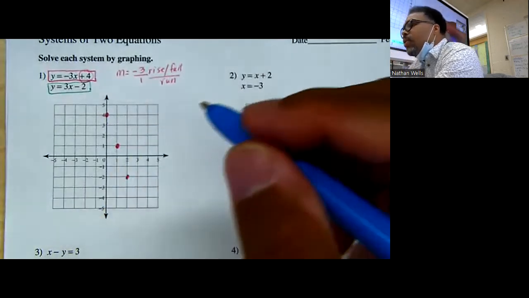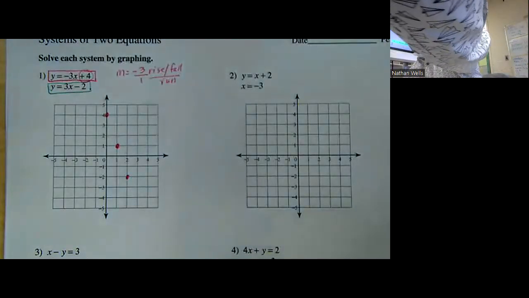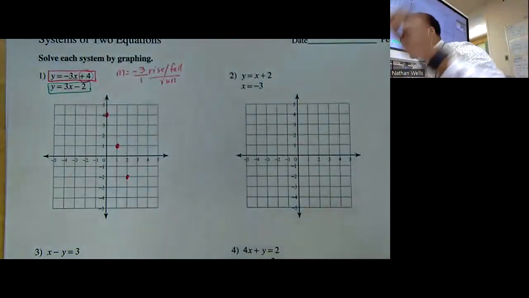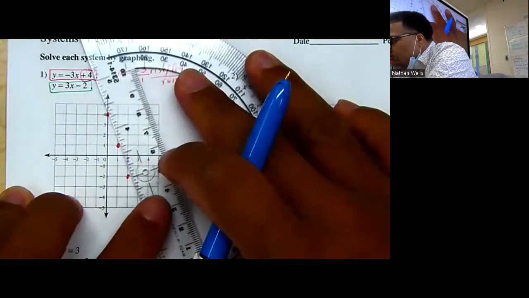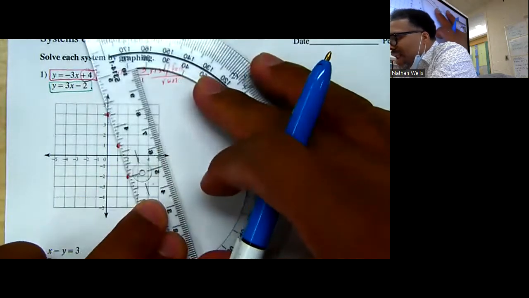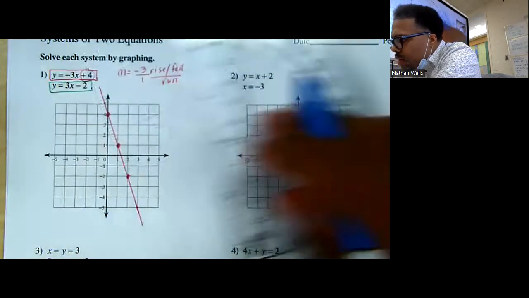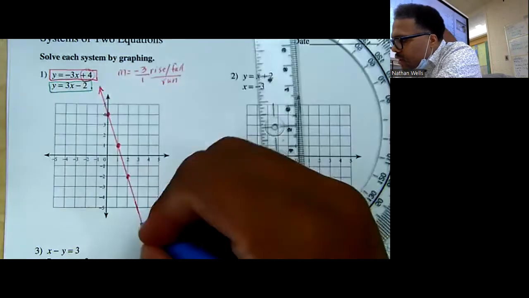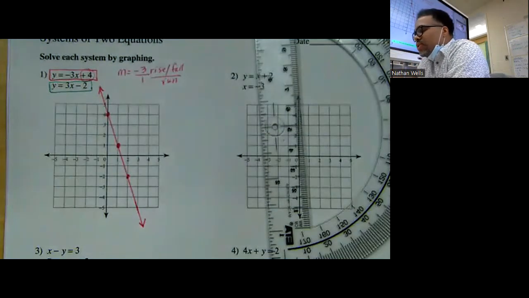You only need 2 points in order to graph a line. I like to have at least 3. So once I have at least 2, but I like 3, I can go ahead and graph my line. So this line represents the equation y equals negative 3x plus 4.